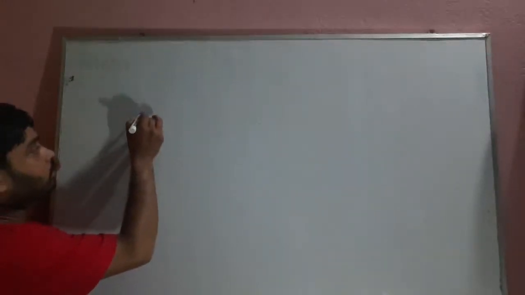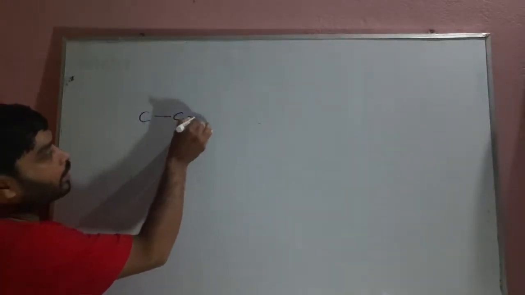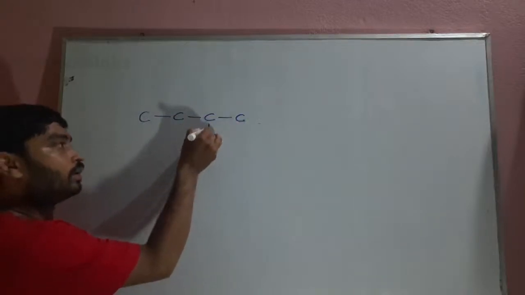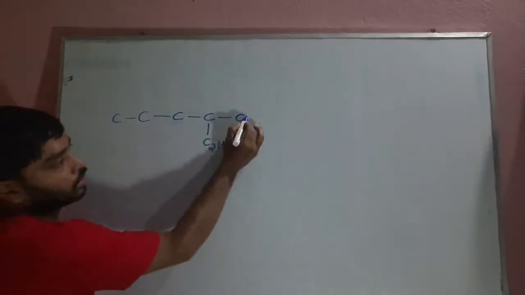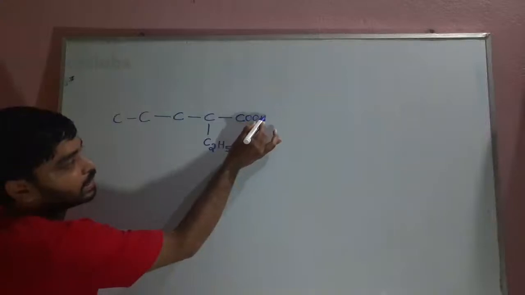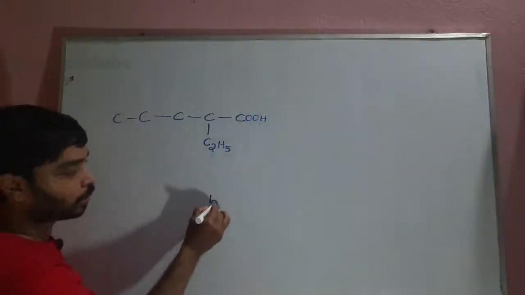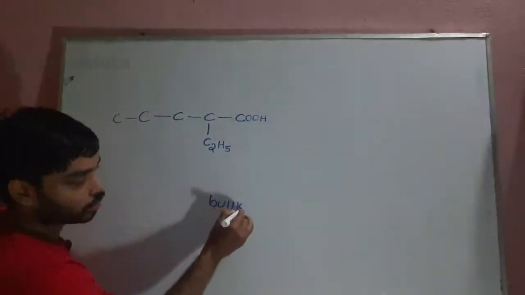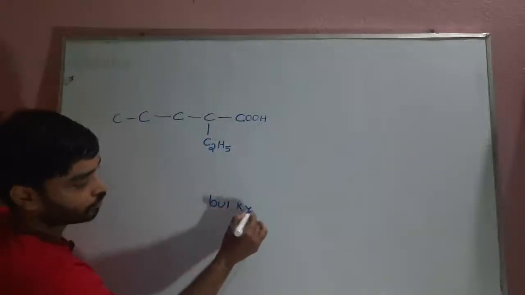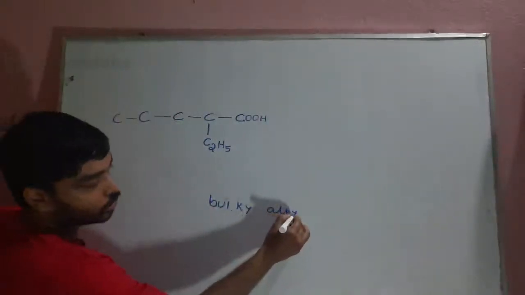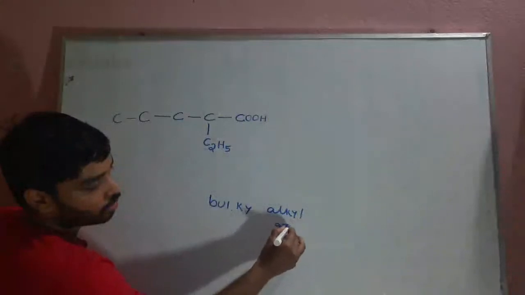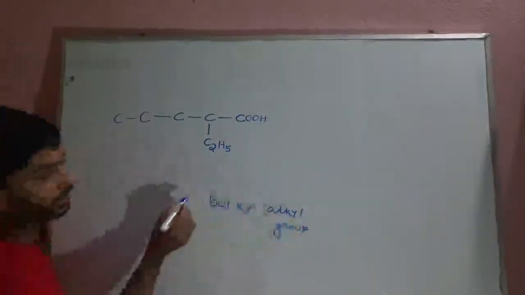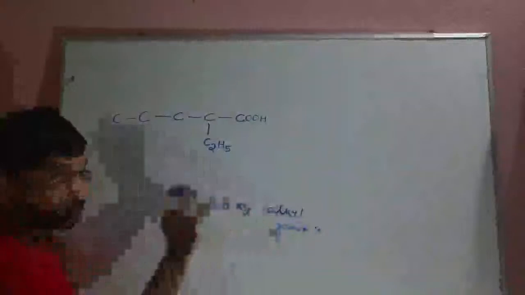I am writing here 1, 2, 3. Bulky alkyl group. I have told bulky alkyl group, a new term. Bulky alkyl group. It is a bulky alkyl group, I will tell bulky alkyl group.